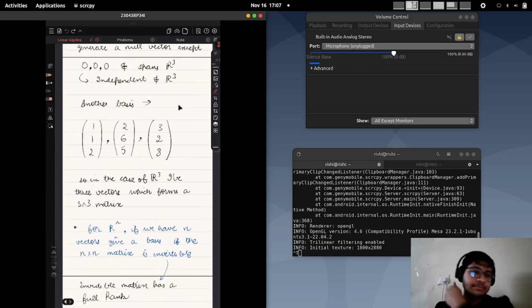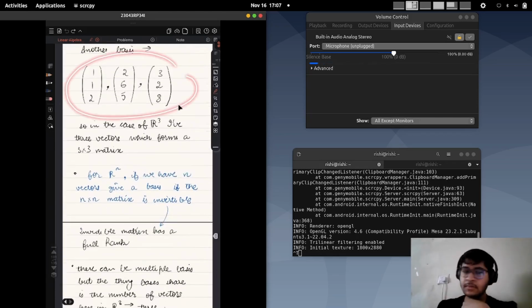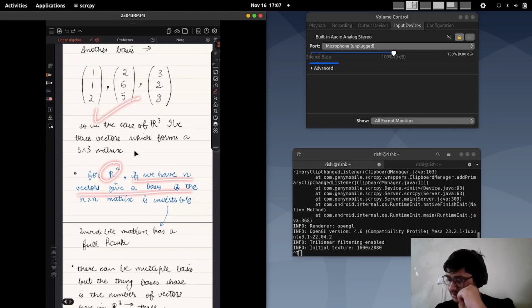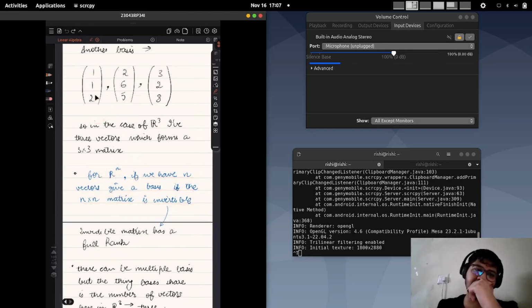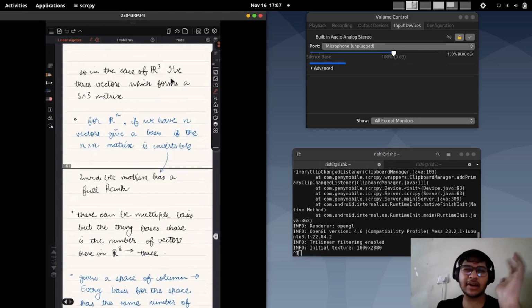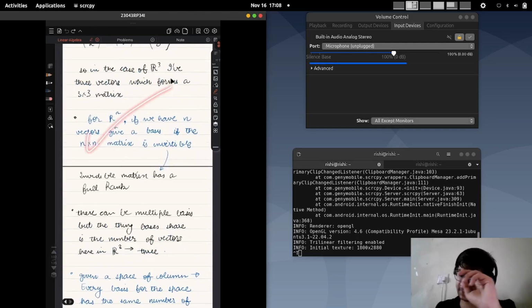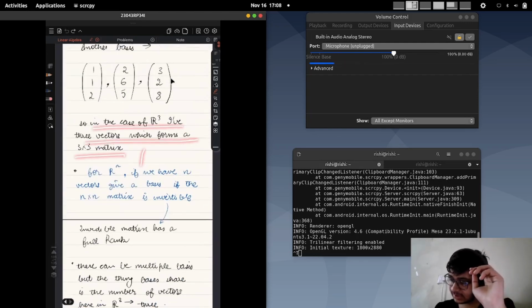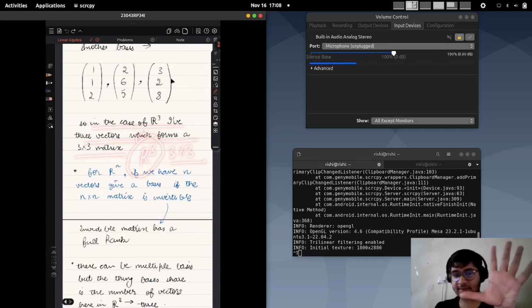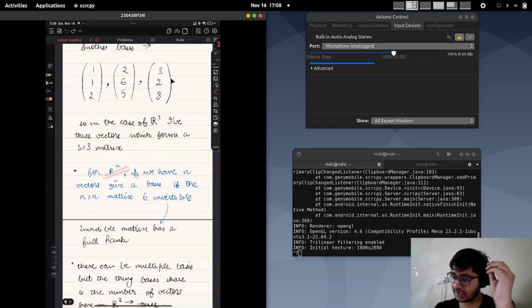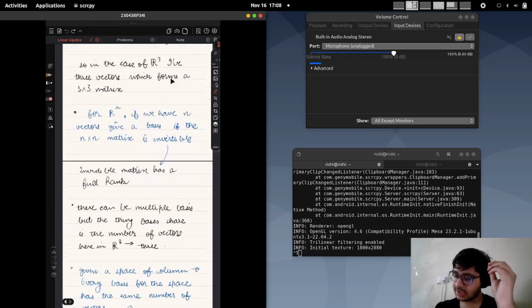That's cool. Another basis could be this: (1, 1, 2), (2, 6, 5), (3, 2, 8). First, let's check the independence. For the case of R3, I have three vectors which form a 3 by 3 matrix. For Rn, if we have n vectors, they give a basis if the n cross n matrix is invertible. That's the point. In R3, the 3 cross 3 matrix forms a basis, and the matrix should be invertible.